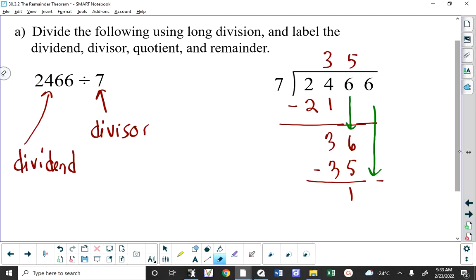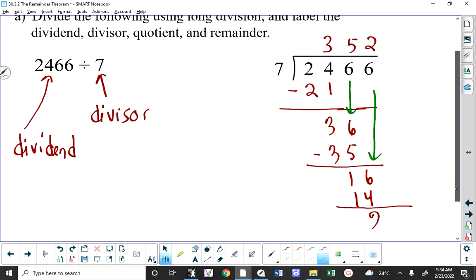You put too small of a number up top. You put 4 instead of 5. Anyway, we bring that, I think it's a 6, down. 7 into 16 goes twice. We go 2 times 7, which is 14, and this is giving us 2.